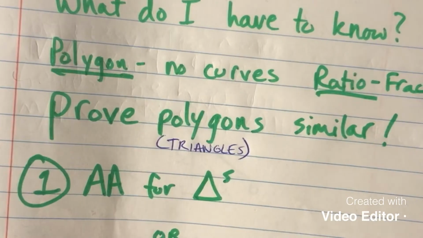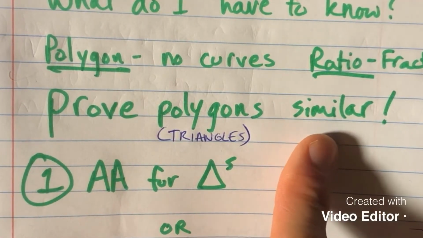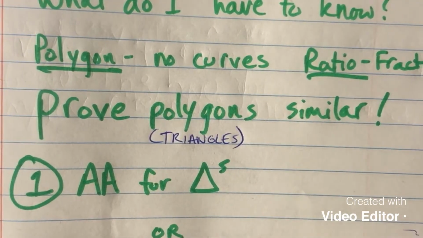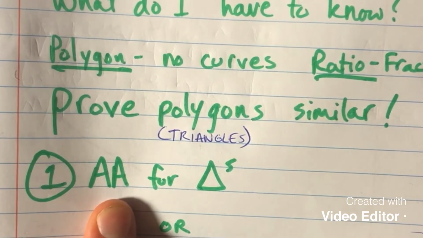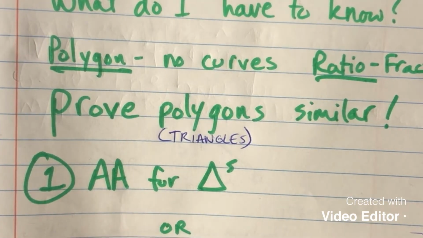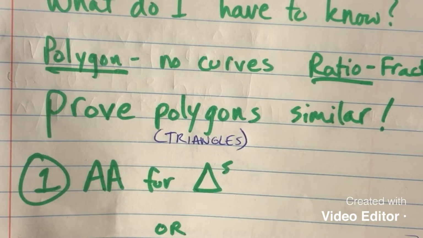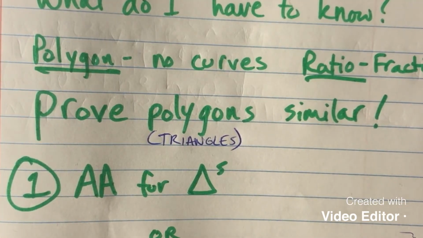Okay, so you have to prove polygons are similar. How do you prove polygons are similar? So we're going to use triangles for this since we're working with triangles all week. And there's three ways you can do it. You can prove it with angle, prove it with side, and this also kind of touches on right triangles, or you can go with side. And if you can do any of these three, then you have proven triangle similarity.